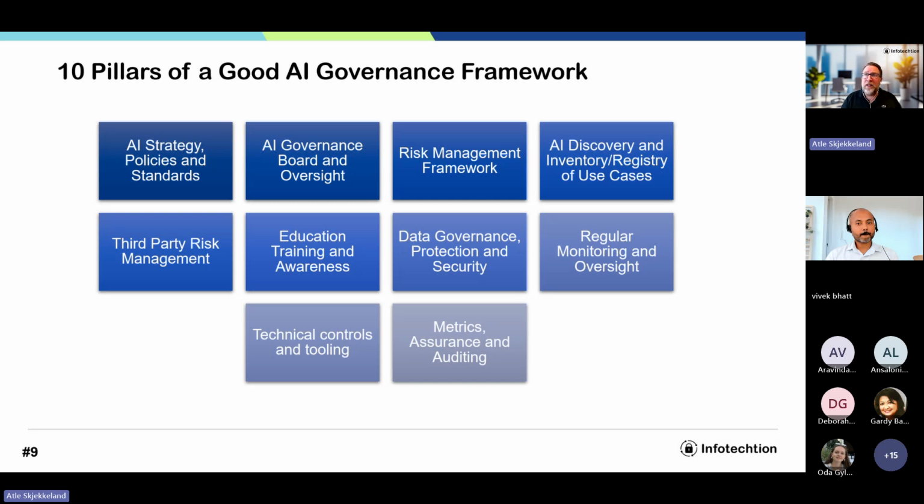It's the discovery and inventory of agents and use cases. It's the third-party risk management, the supply chain, what are the things there? Education and training for both business leaders and users, the governance, protection and security controls, the oversight, the technical controls, and the monitoring and metrics. I think many of you know this already, have seen this type of framework before. So instead, I want to spend more time on the details here for agents.